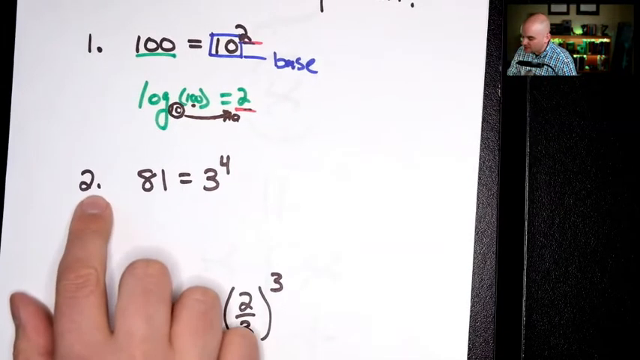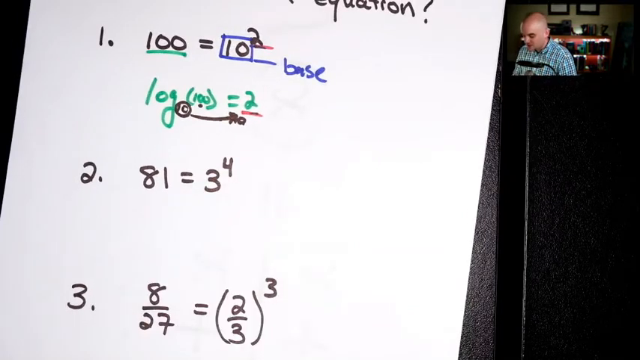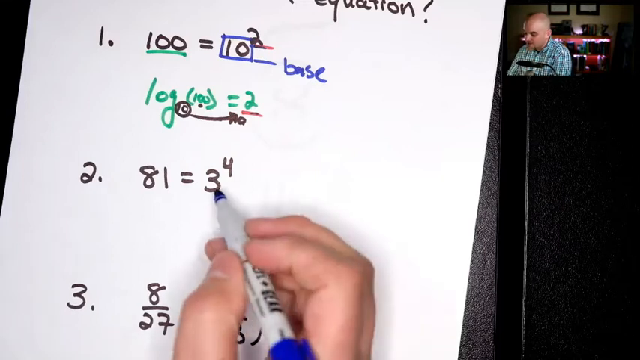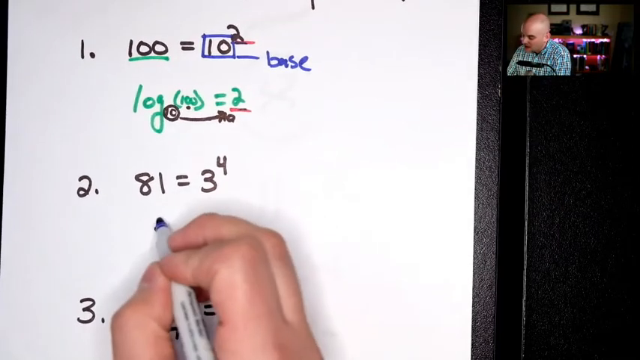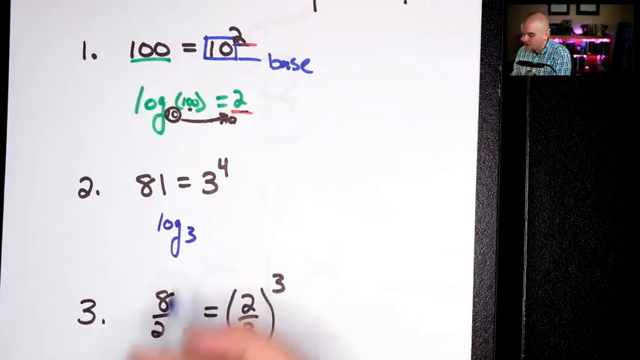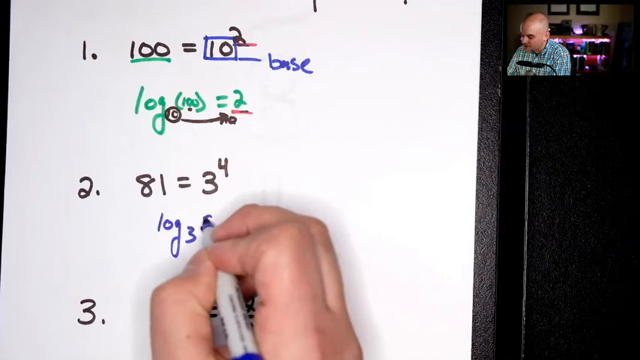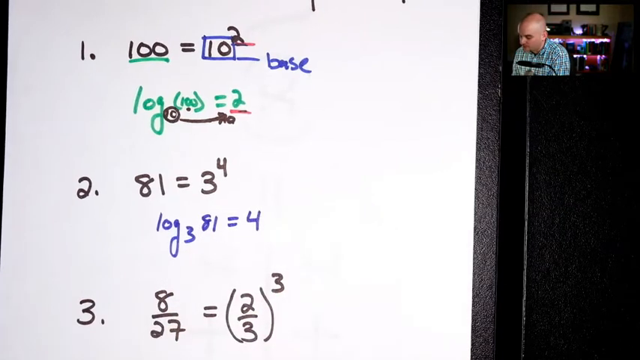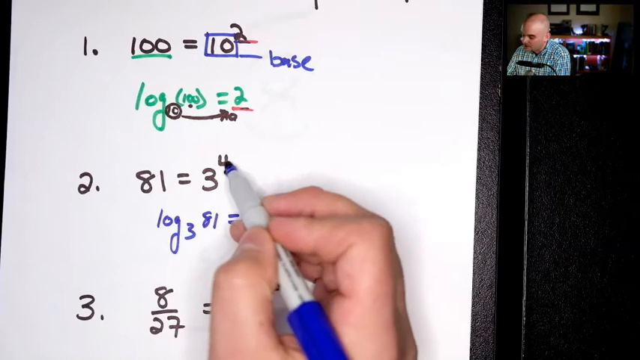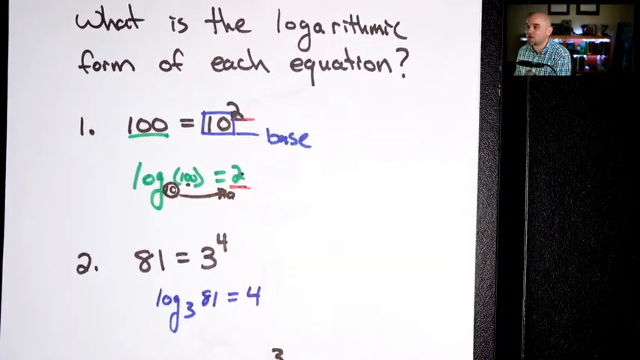This one right here, number 2, we've got 81 equals 3 to the 4th power. So it's in exponential form. The base is 3, right? So I need a logarithm with the same base. And the input is going to be the output from my exponential function here, 81, and that equals 4. The 4 is the exponent there, right? The 2 right here was the exponent in the exponential form.